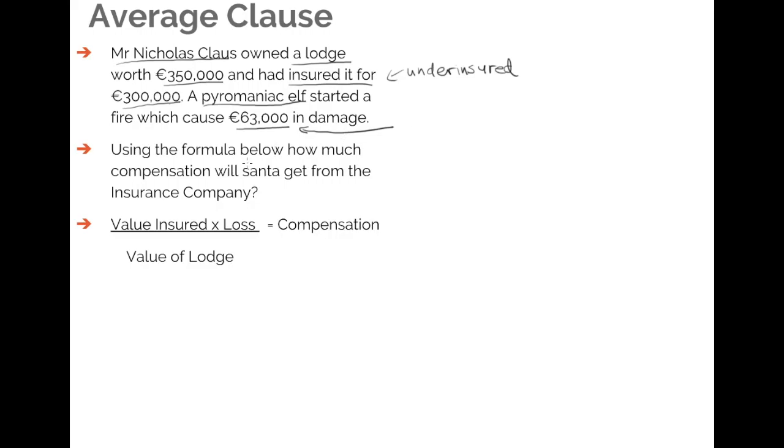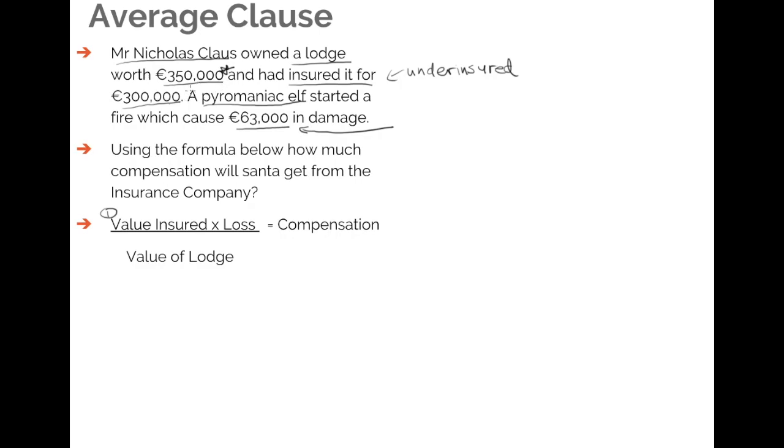So the formula below, we can see here: value insured multiplied by loss divided by the value of the lodge. So the first thing we have to do is multiply the value insured by the loss and then divide by the value of the lodge. Now that will give us the compensation that he will get.